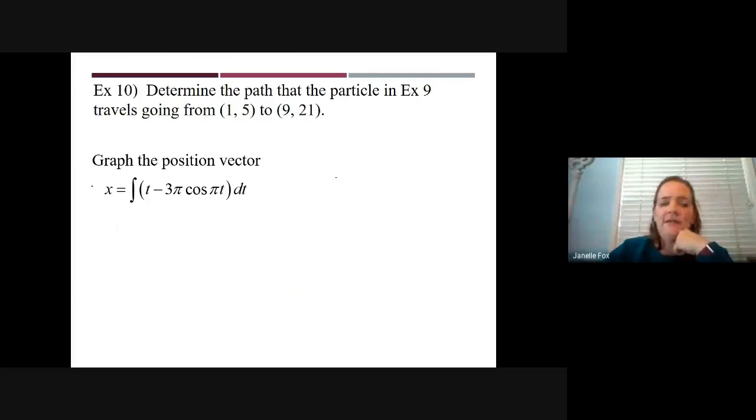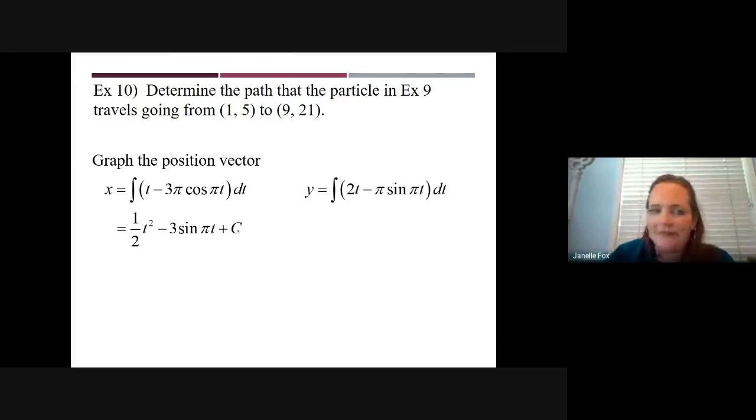The x component is going to be the antiderivative of t minus 3 pi cosine of pi t. And then we're going to have to think about plus c, and we'll do our initial condition. So let's do the antiderivative here. The antiderivative is 1/2 t squared, or t squared over 2, and then minus 3 sine of pi t, right? Because if we were doing the chain rule, we would have multiplied by pi, and then we do plus c.